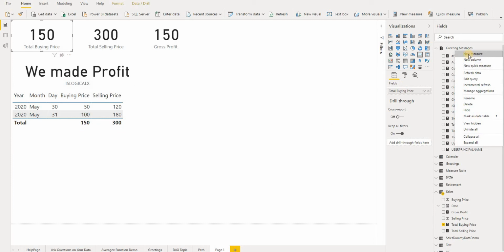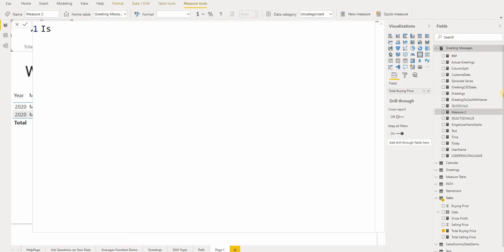So let's create a measure. We're going to call our measure ISLOGICAL, and we're going to use the DAX function ISLOGICAL. We want to check whether our total selling price is greater than our total buying price, and if this is correct, we have made a profit, else we have made a loss.